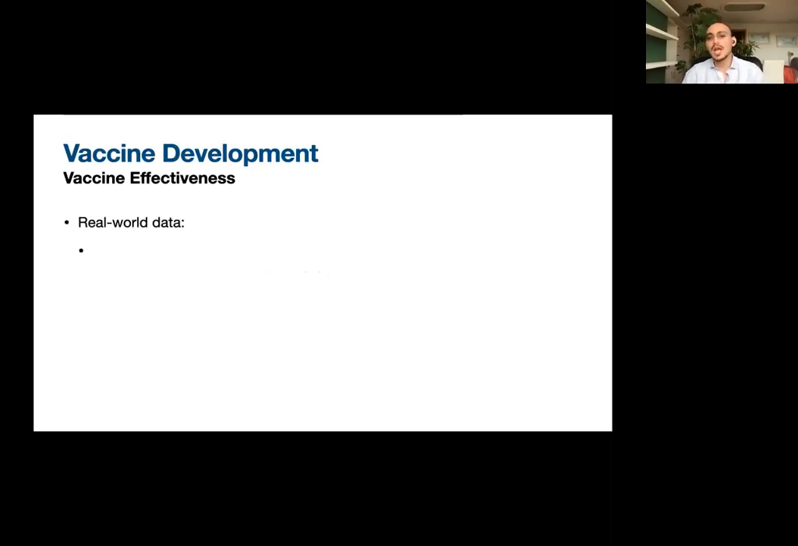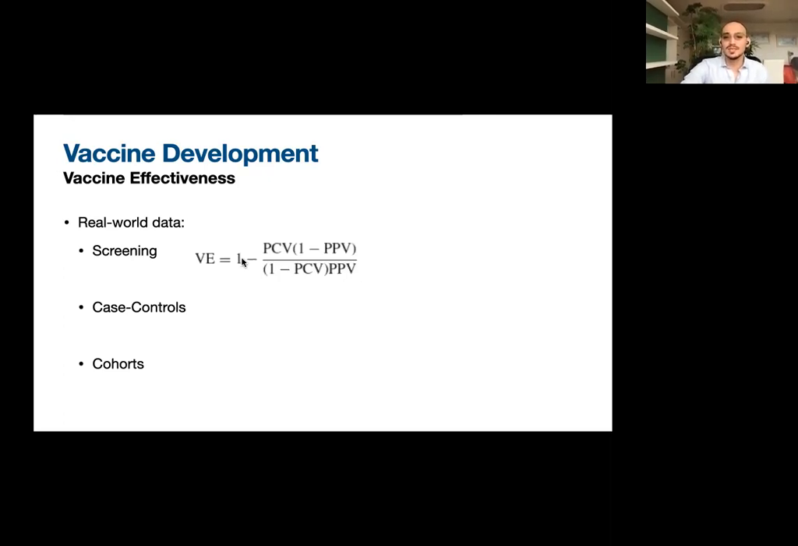So now, after you develop a trial, you see that it works, it has a good vaccine efficiency, we can start looking at the vaccine effectiveness, which is how this vaccine works in the real world, which is much more important, right? There are three ways of doing that. We can either do screening data, or look at case controls or cohorts, which are both types of observational studies. Screening data is much faster and easier to do, where you basically look at the percentage of cases vaccinated and the percentage of the population vaccinated. And this can give us a rough estimate of how much the vaccine is working, right?